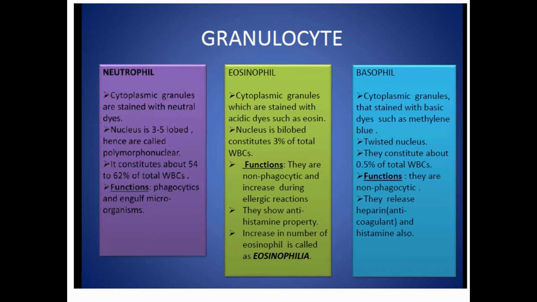The third granulocyte is the basophil. These cytoplasmic granules get stained with basic stains or basic dyes, for example methylene blue. They do have a nucleus, but it is a twisted kind of nucleus. They constitute about 0.5% of the total WBCs. They are also non-phagocytic. They release certain anticoagulants, for example heparin, and sometimes histamine also.